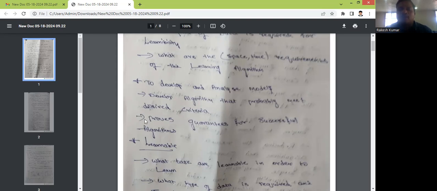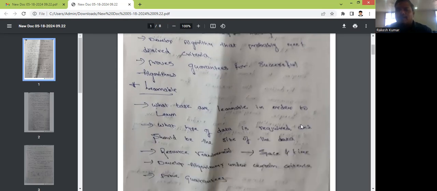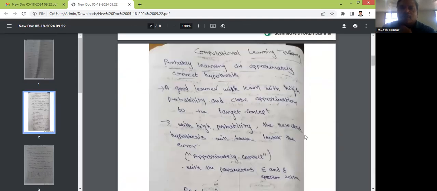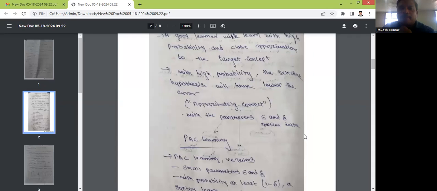So here you can see that to develop and analyze a model, develop an algorithm that probably meets the desired criteria, and prove the guarantees for the successful algorithm. Then, using all these successful algorithms, we are going to predict and get the results. So what tasks are learnable? In order to learn, what type of data is required, the size of data, resource requirements, space and time, develop an algorithm under the criteria, prove guarantees. So here we call it PAC.